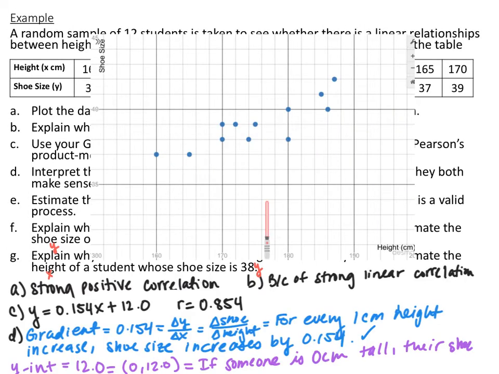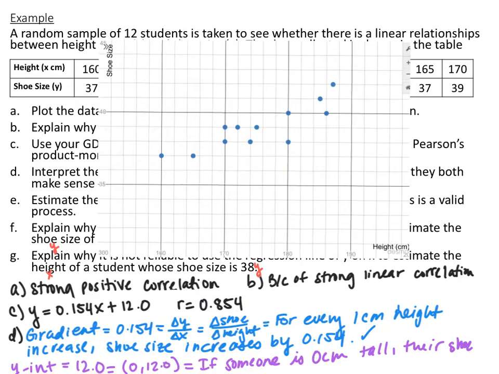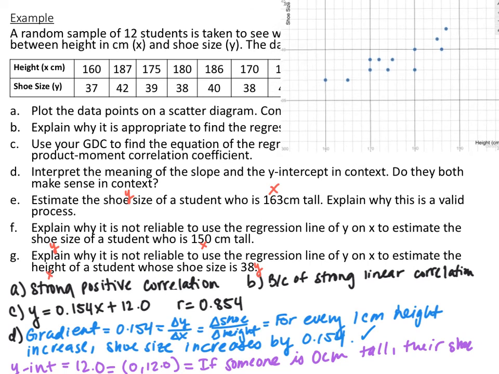So here's my scatter diagram. Again, label your axes, height in centimeters, and shoe size. And it's a pretty strong positive correlation. So part A, strong positive correlation. Part B, the reason that it is valid to use a linear regression is because if I look at this, I can see there's a pretty strong linear positive correlation. So then using my graphing calculator to find the regression equation and the Pearson's product moment correlation coefficient, I found that the regression equation was y equals 0.154x plus 12.0 rounded to 3 significant figures, and the correlation coefficient was r equals 0.854.